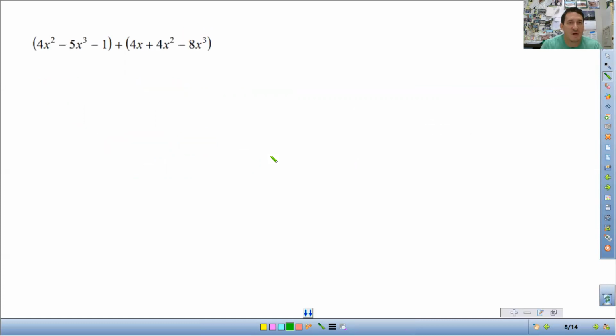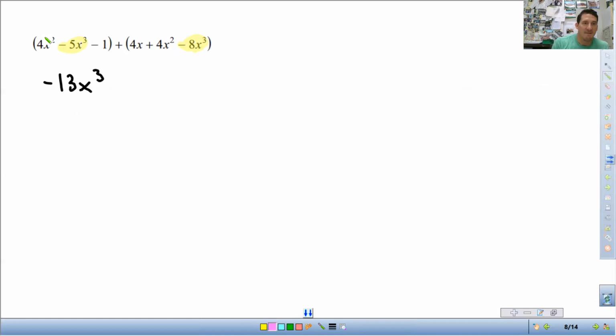Okay, another example. Find the like terms. They're all out of order, so just be careful when you're looking through here. So starting off, I'm going to start with the largest numbered exponent, so we write our answer in the correct way, descending order. So here I'm going to start with the cubes. So negative 5x cubed plus negative 8x cubed. That's going to be negative 13x cubed.